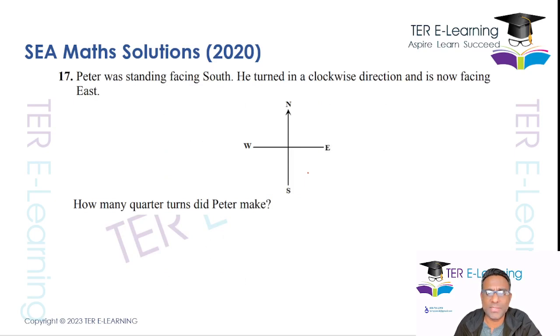Peter was standing facing south, so he's here, right? How many quarter turns did he turn clockwise? So clockwise means he's going this way. He turned clockwise and is now facing east, so that means that he did this, came quite across here, right? So therefore this is a quarter turn here, this is a quarter turn here, and this is a quarter turn here. So how many quarter turns did he make? He made 3 quarter turns, so the answer is going to be 3 quarter turns, right?